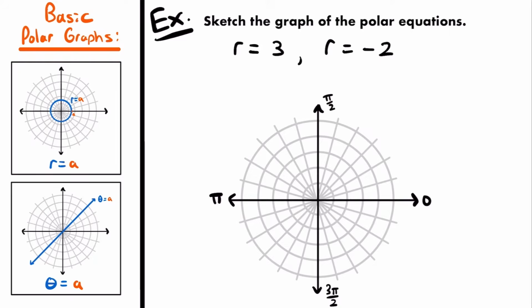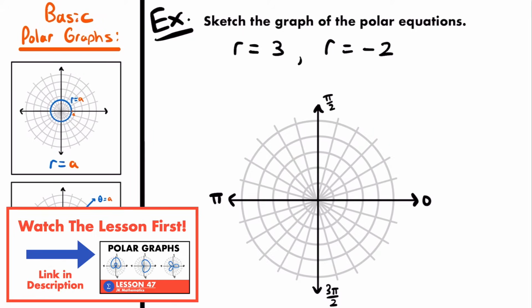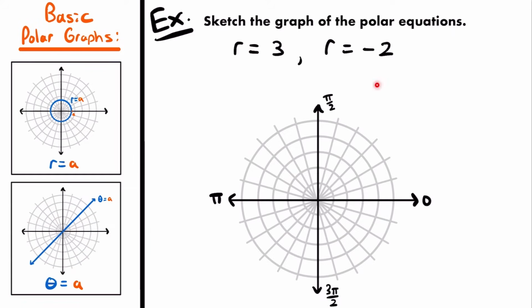In the beginning here, we're going to focus on graphing some very basic polar graphs, but as we continue through this video, we're going to look at more and more complex polar graphs. First up, we're going to be sketching the graph of these two polar equations. We have r equals 3 and r equals -2. And you'll see that on the side here, I'm going to call this my sidebar, I'm going to have our different basic polar graphs for us to reference.